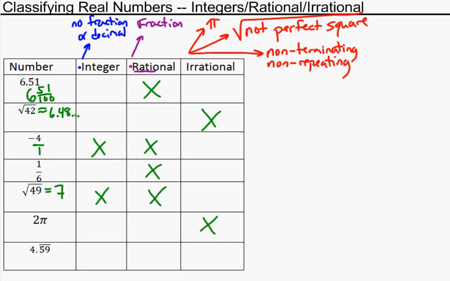I know it's not going to be an integer because of the fraction or decimal there. And then I think, is there any way I could make that into some sort of rational number? If you remember the trick, I can make that 59 over 99, so 4 and 59 99ths. Or if you don't remember that, you can remember that every repeating decimal is rational, because for a decimal to be irrational, it would have to be non-repeating, like we saw over there. So that's a quick crash course in how to classify real numbers as integers, rationals, or irrationals.